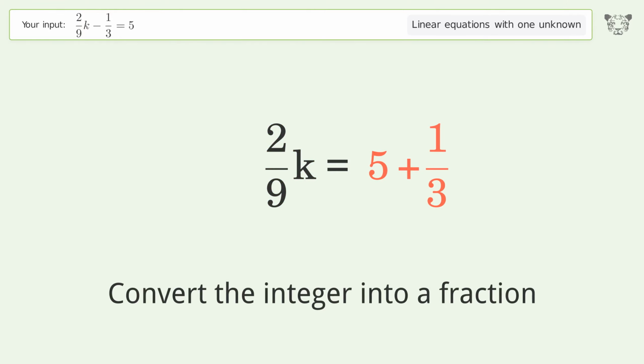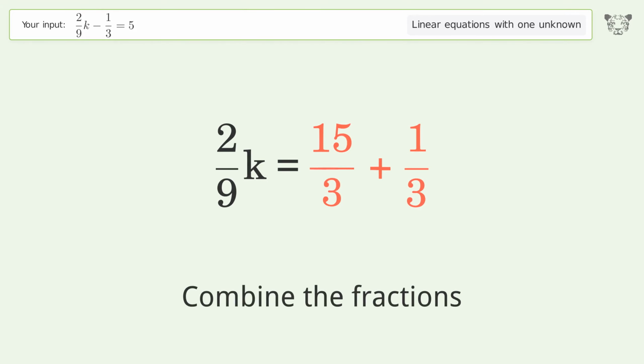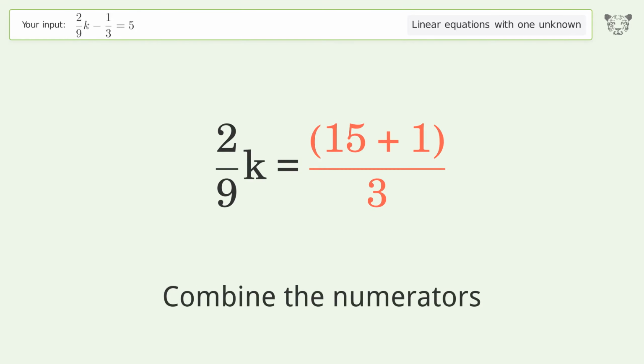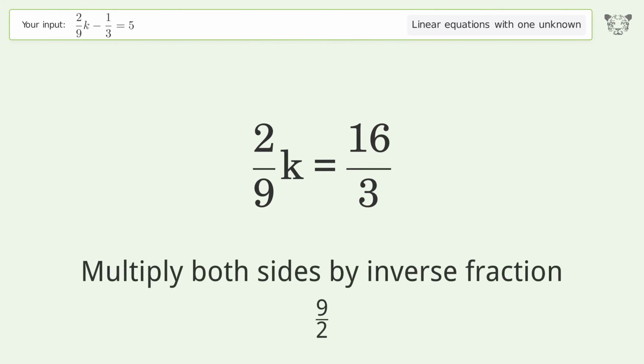Convert the integer into a fraction. Combine the fractions. Combine the numerators. Isolate the k. Multiply both sides by inverse fraction 9 over 2.